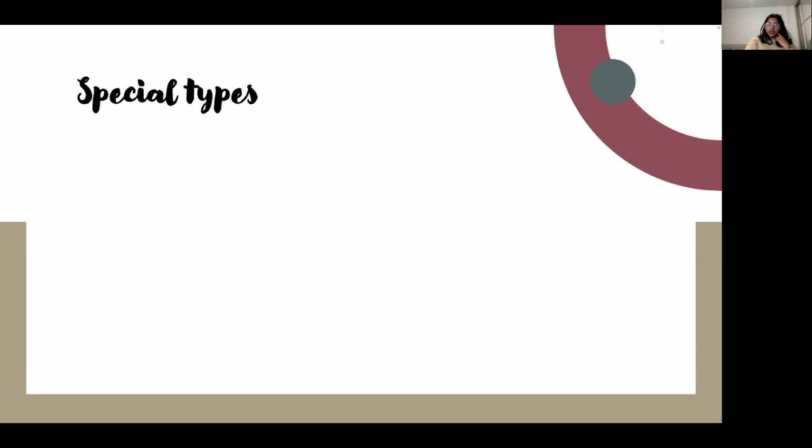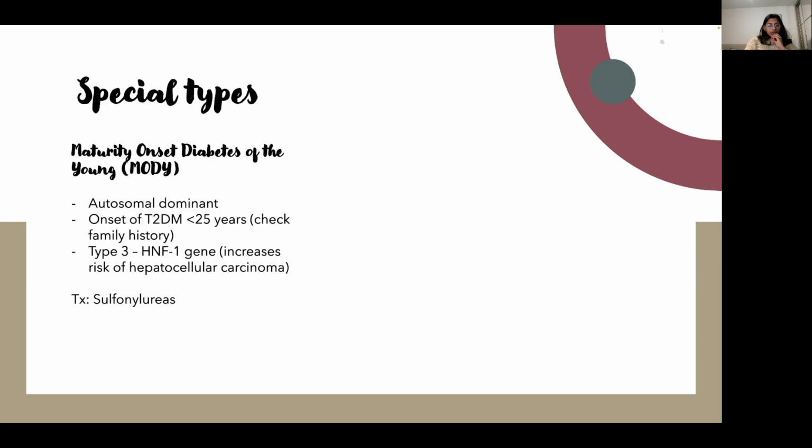So, special types of diabetes. One to know about is maturity onset diabetes of the young, or MODY. Basically it is an inherited form of diabetes that is autosomal dominant, so caused by a dominant gene. So if your parent has it, you will get the condition.